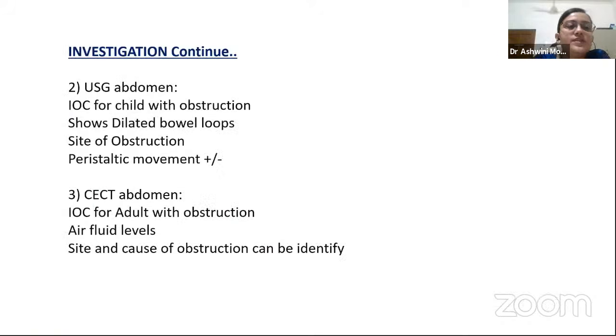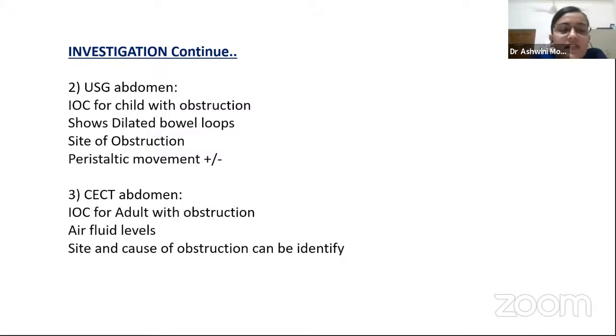After that, we will do USG abdomen. Why? In children, USG abdomen is the investigation of choice. It will show the dilated bowel loops. The site of obstruction can also be diagnosed with the help of USG. Peristaltic movement can also be appreciated on USG abdomen, whether it is present or absent.